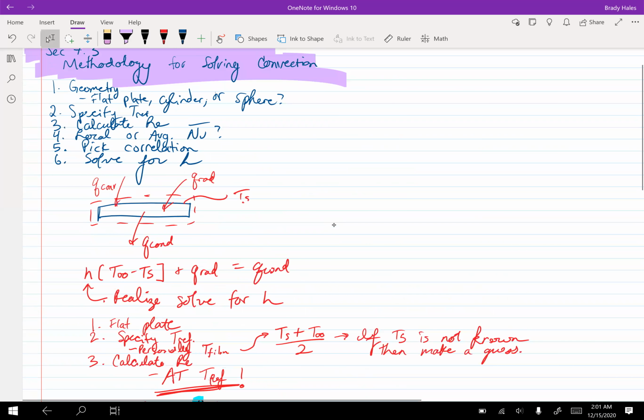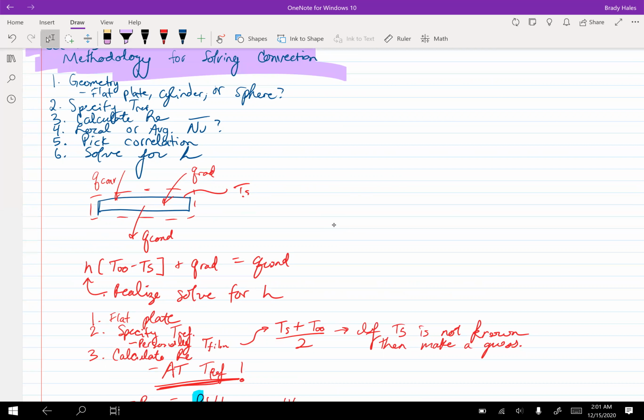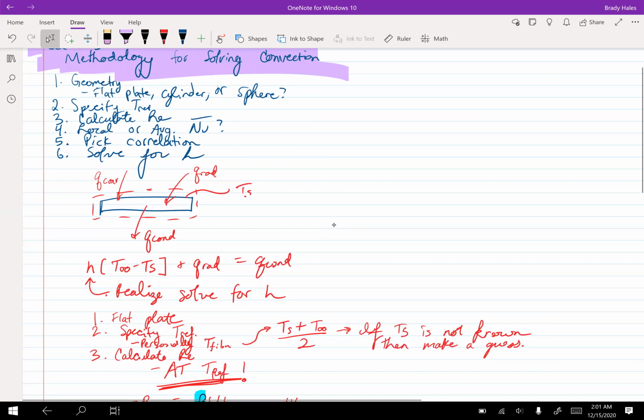Really, it just comes down to do an energy balance, realize you have to solve for H, look at your geometry, specify your reference temperature, decide if it's laminar or turbulent, if you need local or average Nusselt, go to table 7.7, pick a correlation, solve for H, plug it in your energy balance, and solve for whatever you need out of your energy balance. That's really all there is to chapter 7.